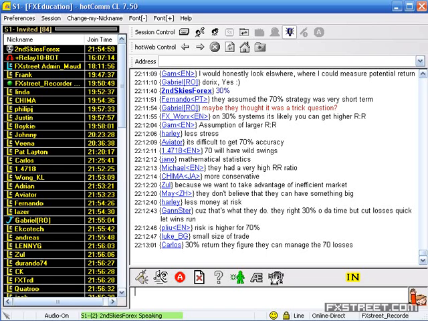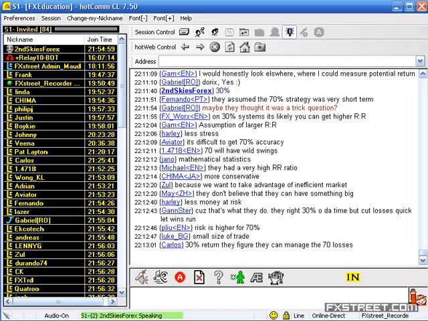Okay, I'm looking at some of the answers here. I'm more conservative because I want to take advantage of an inefficient market. Nothing to do with inefficient market. They don't believe they can have something big. Nothing to do with that. Less money at risk. Nothing to do with that. Neither of these, you could have the same money at risk with both systems.